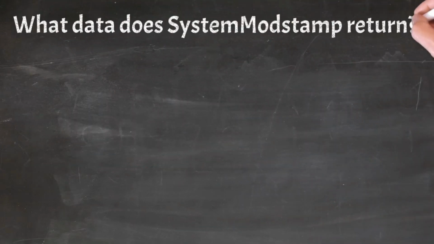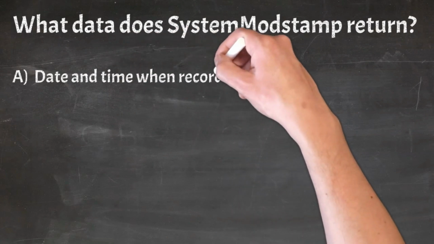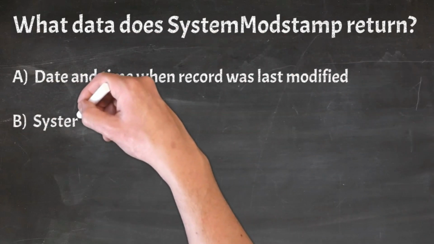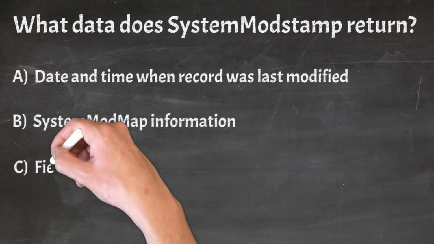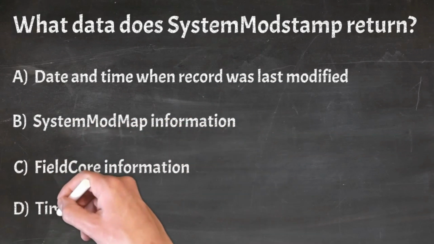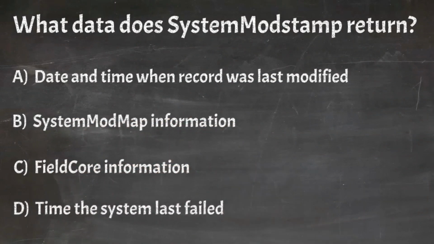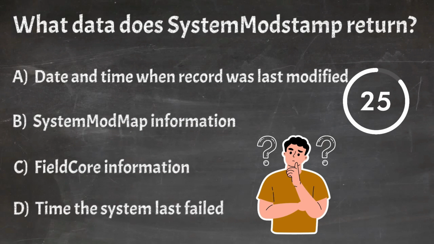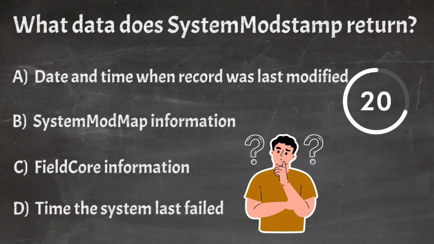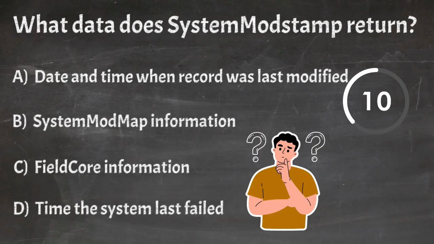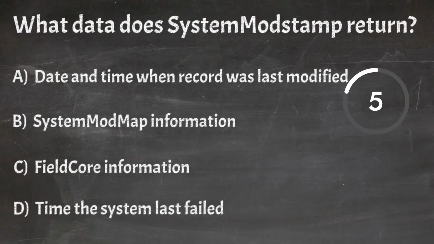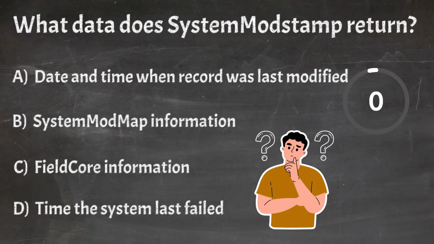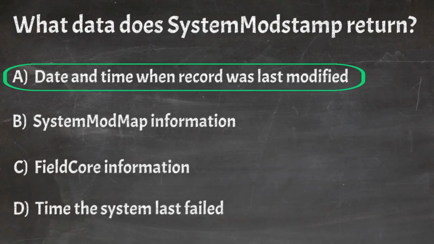Question 19. What data does SystemModstamp return? A. Date and time when record was last modified. B. System map information. C. Field core information. D. Time the system last failed. Correct answer A. Date and time when record was last modified.